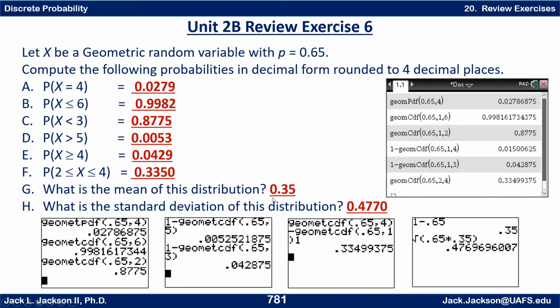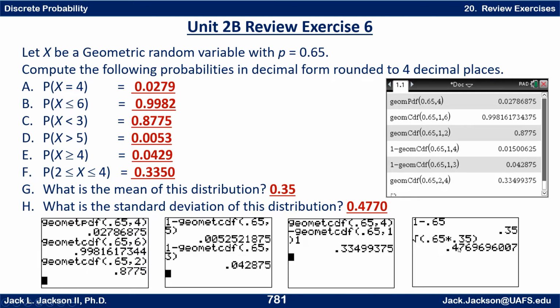The mean is just 1 over P, Q is 1 minus 0.65, and the standard deviation is the square root of P times Q. So we get that. Now let me show you up here. So that down there was if you had a TI-84.